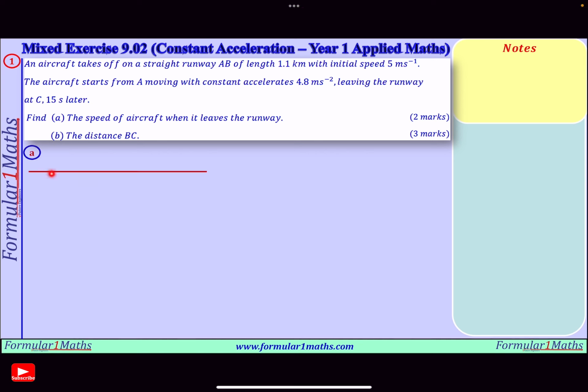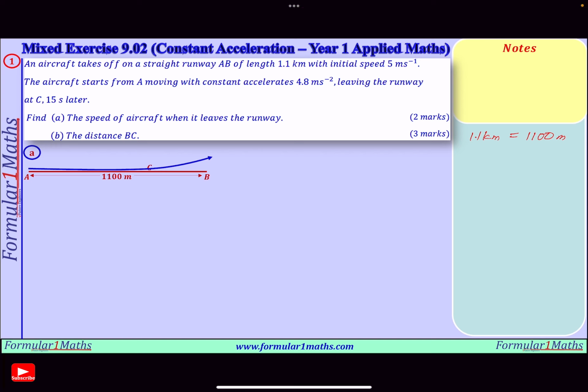So this is the runway, which starts from A and ends at B over here. The runway is 1.1 kilometers, and 1.1 kilometers is equal to 1100 meters. So we get a full length. The plane takes off at A and leaves the runway somewhere here as follows. So we can put C somewhere here.